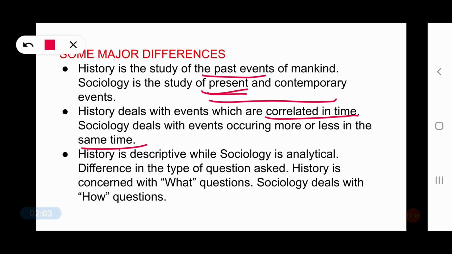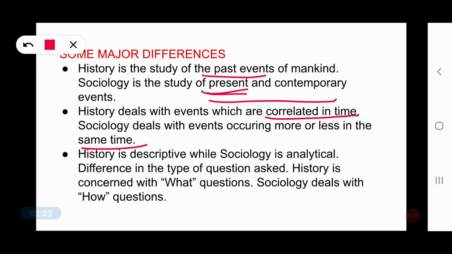So there is a sequence of events through which we study history, and this is more or less an orderly sequence, and therefore these events are correlated in time. So one event follows the other, while in sociology we study events which are occurring at the same time.